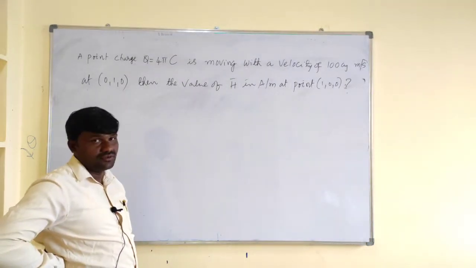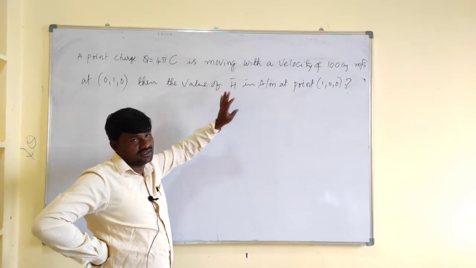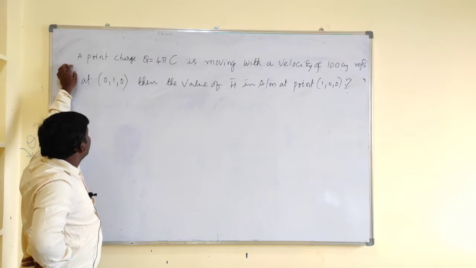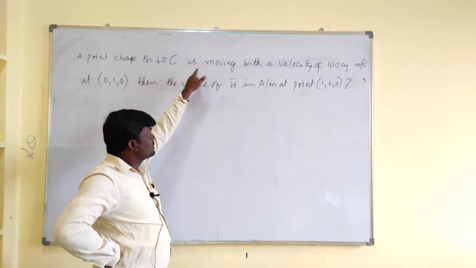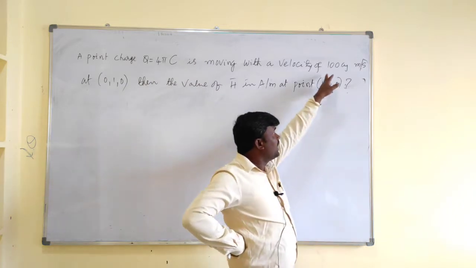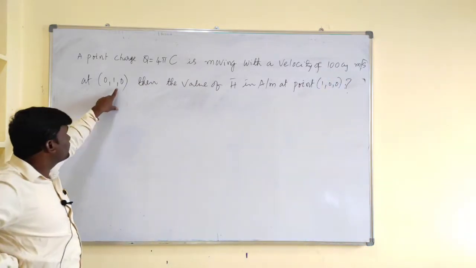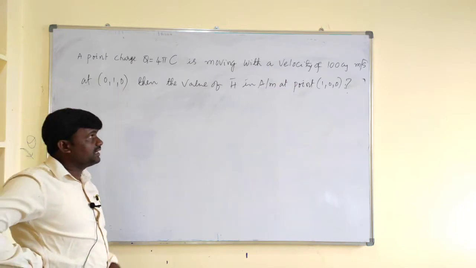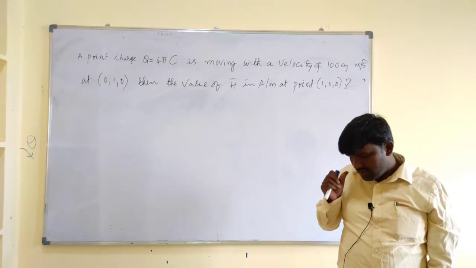In this class, we solve one problem related to calculation of H. In this problem, a point charge Q equal to 4 pi coulombs is moving with a velocity of 100 ay meters per second at (0, 1, 0). Then find the value of H in amps per meter at point (1, 0, 0).